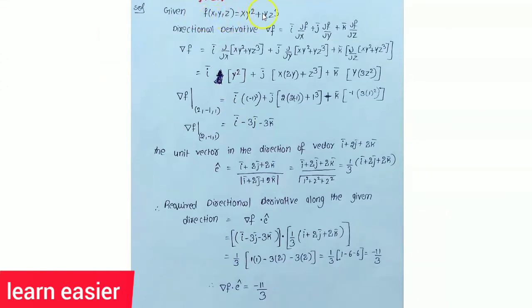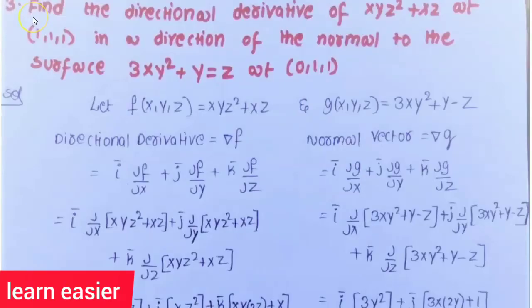What we have done, let's recap. We take the function f, then we find del f at the point, then we find e cap, and then we get del f dot e cap, which is minus 11 by 3. Now let's start the next problem.